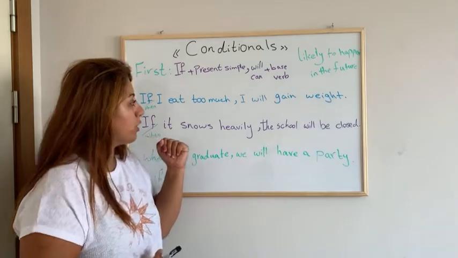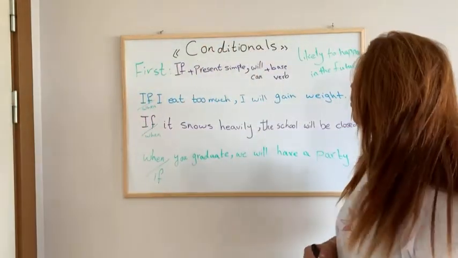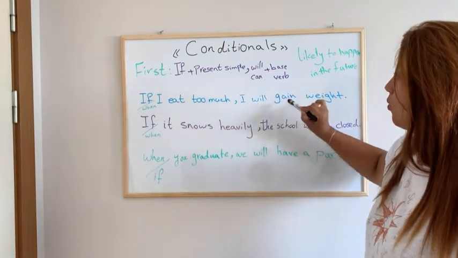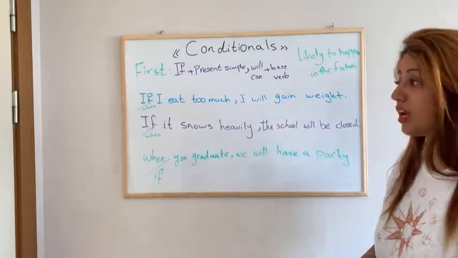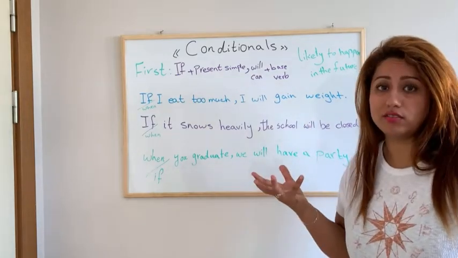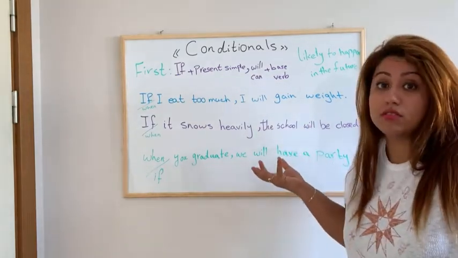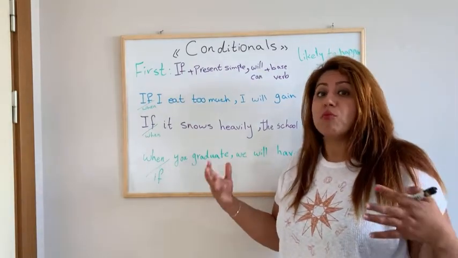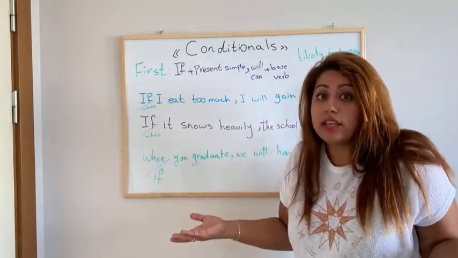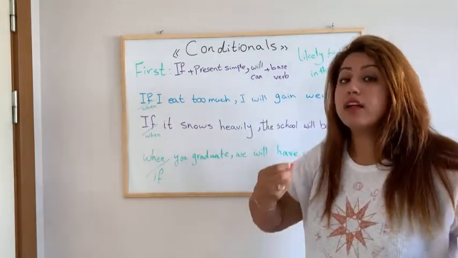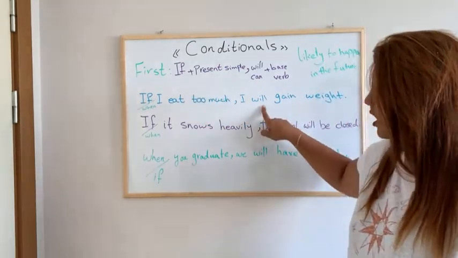If I eat too much, I will gain weight. I get fat. But this is a possible result. Maybe I won't. Maybe I do exercises. Maybe I have more activities, so I won't gain weight or I won't get fat. Because this is a possible result, we use will.